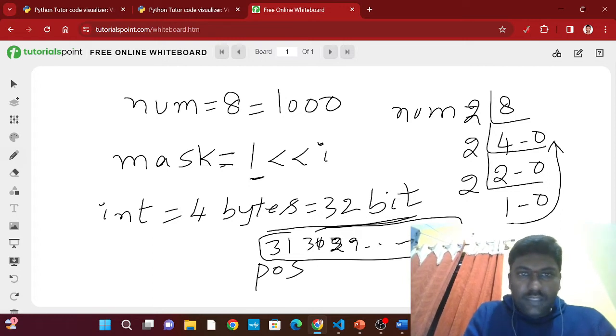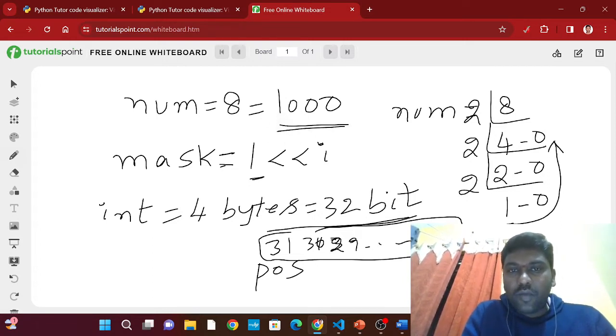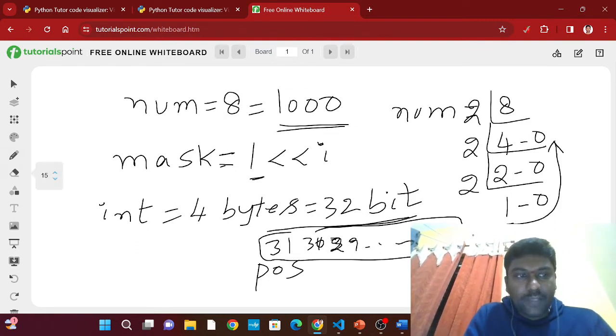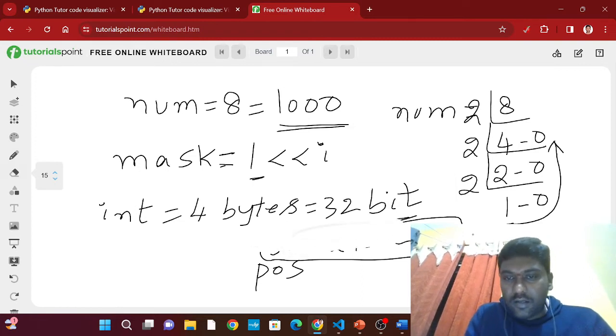So here 8 is represented by the binary number 1000. This is only 4 bits. What about the remaining 28 bits? The remaining 28 bits are occupied with zeros. So in short form I am going to write this as, all of you see here, this is very important.